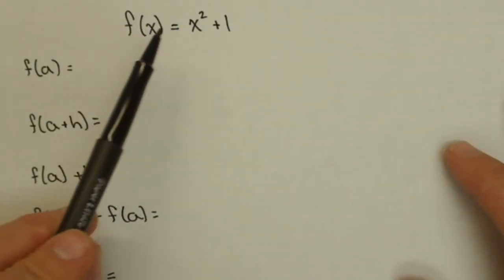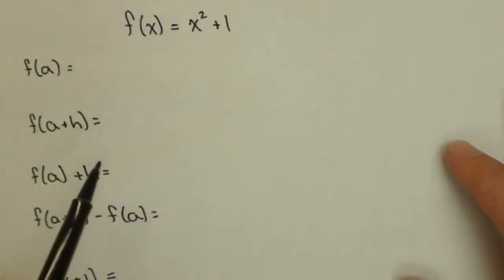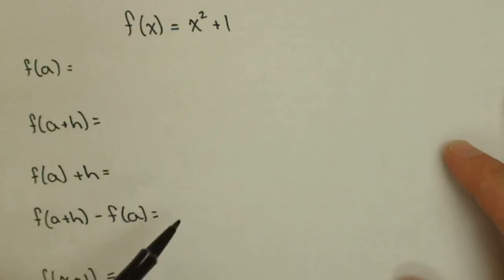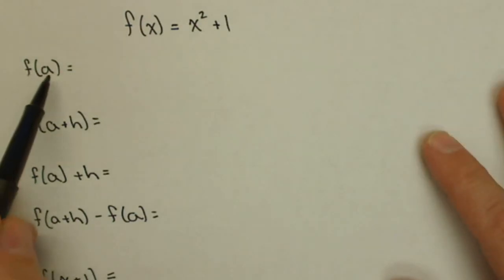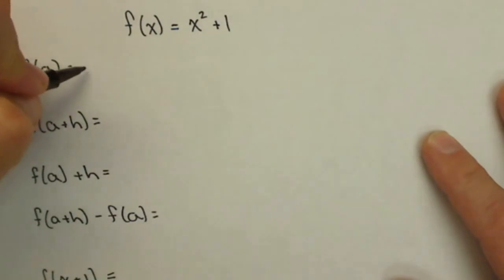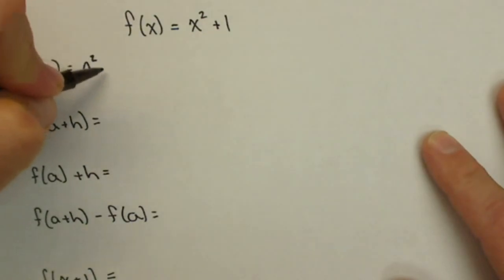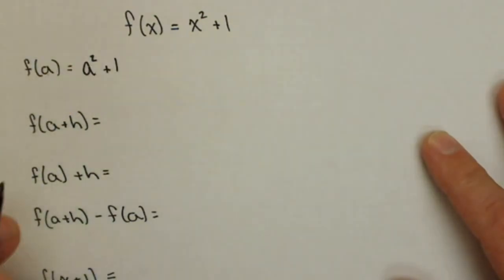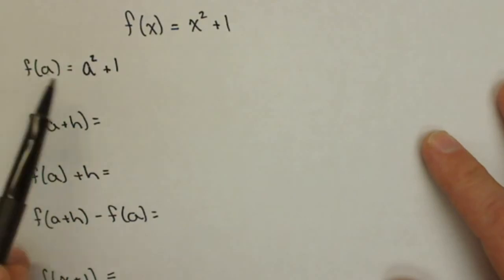We're given the function f of x equals x squared plus 1, and we're going to calculate it at various inputs. What's interesting about this is none of the inputs are numbers, but it doesn't change what we do. For instance, if I want to calculate f of a, it still tells me I put a in for x, so my answer would be a squared plus 1. And there's nothing I can do simplifying-wise, so I'll just leave it as is.